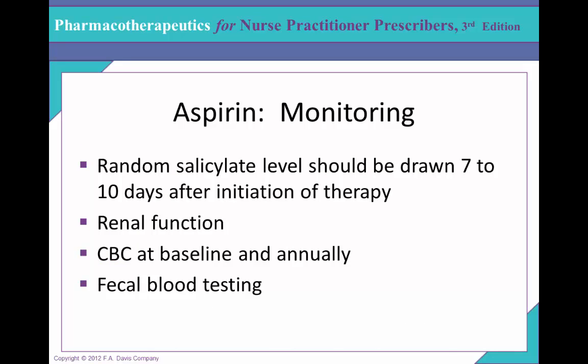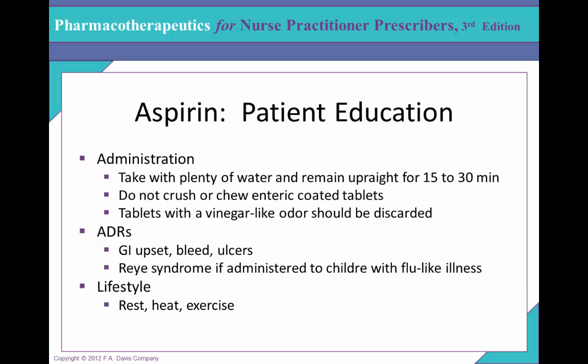For transient ischemic attack, you could also use aspirin. To monitor the levels, you could do salicylate levels randomly 7 to 10 days prior to initiation of therapy as a baseline, or with any possibility of toxicity symptoms. Monitor renal function, because remember, it's an inhibitor of prostaglandin and could induce renal failure. CBC because of the possibility of bleeding, and fecal occult blood as well because of GI bleed.